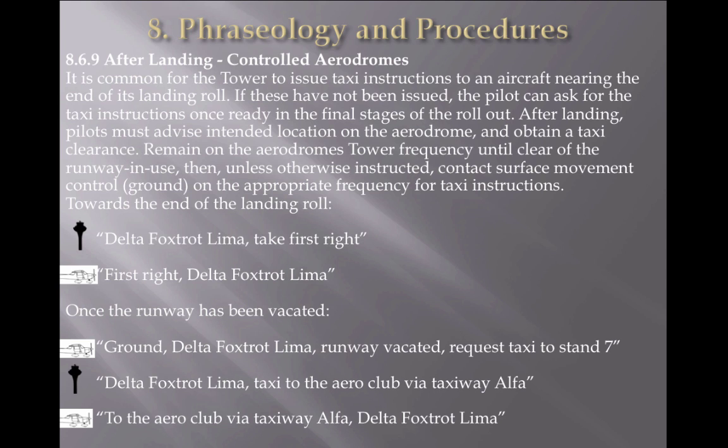Then, unless otherwise instructed, contact Surface Movement Control on the appropriate frequency for taxi instructions towards the end of the taxi roll. Delta Foxtrot Lima, take first right, Delta Foxtrot Lima. Once the runway has been vacated, you can then contact ground. Ground, Delta Foxtrot Lima, runway vacated, request taxi to stand 7. Ground will respond, Delta Foxtrot Lima, taxi to the Aero Club via taxiway Alpha. You'll confirm receiving, taxi to the Aero Club via taxiway Alpha, Delta Foxtrot Lima.